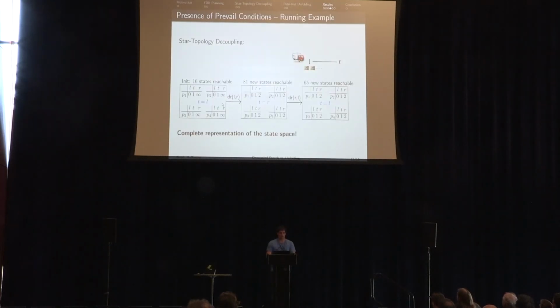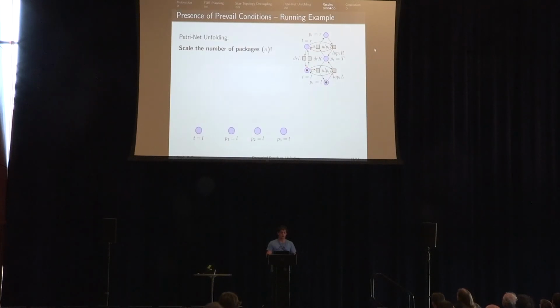Okay, so what about prevail conditions? As I said, for our running example, this is the compact representation of the state space of decoupled search. Unfortunately, or I mean, well, say good for us, the Petri net unfolding explodes here. Why does it do that?